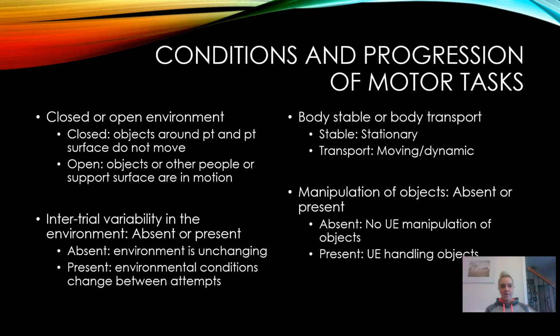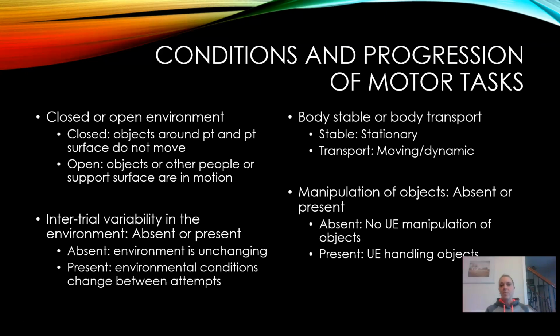So looking at, is the person performing this task in a closed or an open environment? In a closed environment, nothing around the patient is moving. In an open environment, objects or other people or maybe even the support surface are going to be in motion. Is there going to be intertrial variability in the environment, whether absent or present? If it's absent, the environment is unchanging. If there is intertrial variability, that means that the environmental conditions are going to be changing each time that the person attempts this motor task.